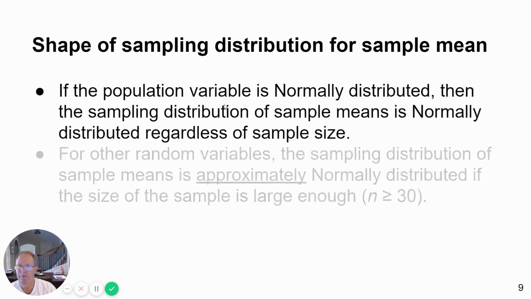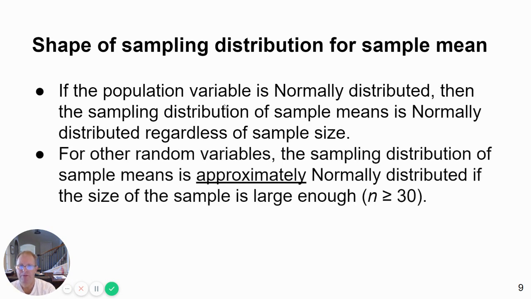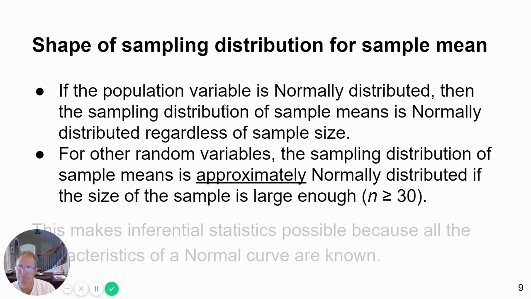Okay, so here's a summary. If the population variable is normally distributed, then the sampling distribution of sample means is also normally distributed regardless of sample size. For other random variables, the sampling distribution of sample means is approximately normally distributed as long as the sample size is 30 or more. Again, in the case of the use of the central limit theorem, the second bullet point, the result is that we have a distribution that is approximately normal. You must have that word approximately in there.